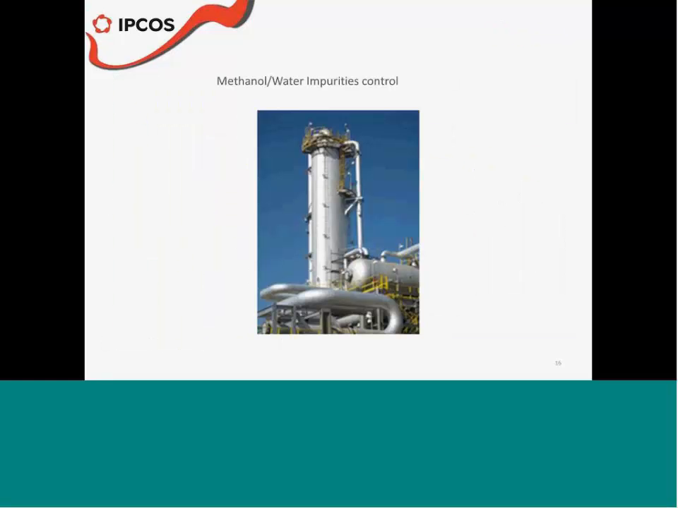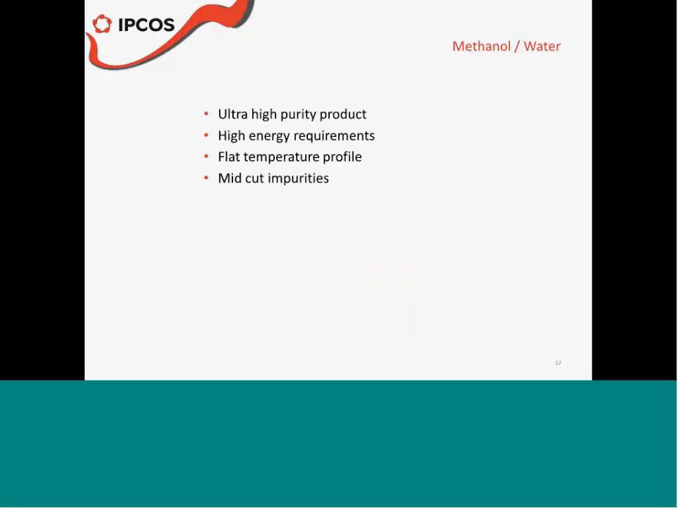Okay, so let's continue on. Second example, methanol water impurities control. What are challenges you typically face in a methanol water system? Well, you typically need an ultra-high purity product. We're talking about 99.9999% methanol on the top. That is directly related to having high energy requirements. It's a very flat temperature profile on the top 50 trays of the column.